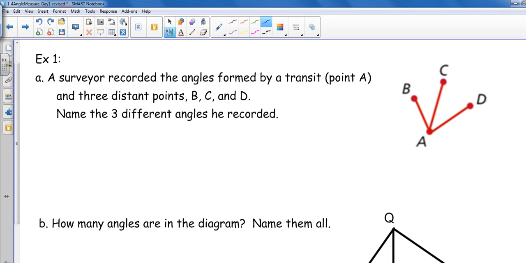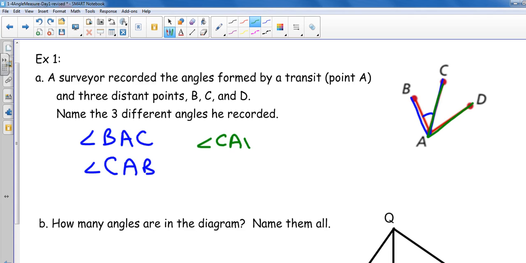To check your work, I'm going to start with the angle on the left-hand side, and I'm going to trace it. I start at B, go to A, and go to C, and that's actually, I think, the same letters that I used before, angle BAC. You could have said for that one, angle CAB would also be correct for the angle on the left. The angle on the right, I'm going to trace that, and I've got angle CAD.